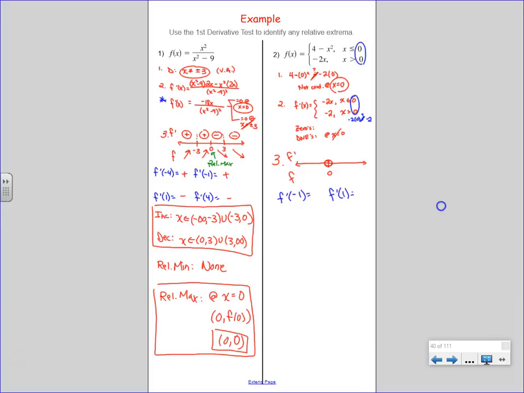Perfect. Where do I plug f prime of -1 into? The top piece, because x is less than 0. So -2 times -1 is a positive. So that's going to be a positive, which means my function is doing what? Got it.